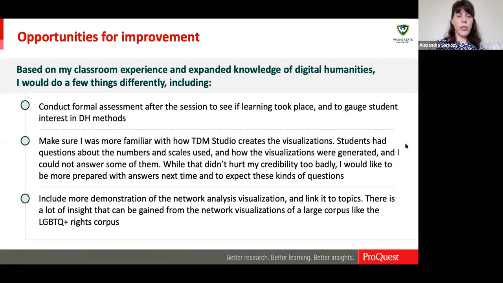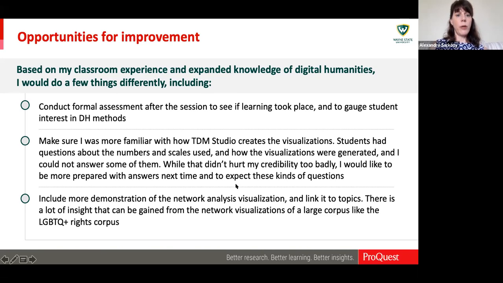And then some opportunities for improvement. I definitely would have conducted formal assessment, and I wish I had thought to do that. I was not as far along in my own assessment journey to do either student perceptions and attitudes assessment, or to even see if any learning took place. But I expect that the assessment would have been positive. Most of our formal assessment comes out pretty positive at the library.